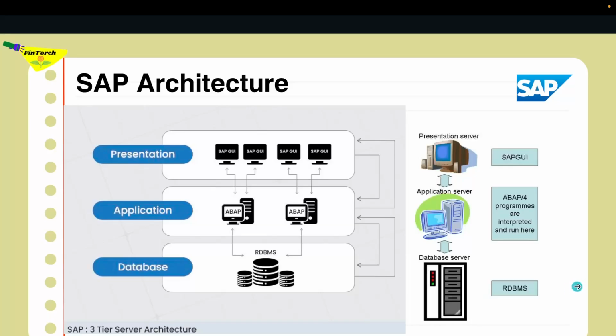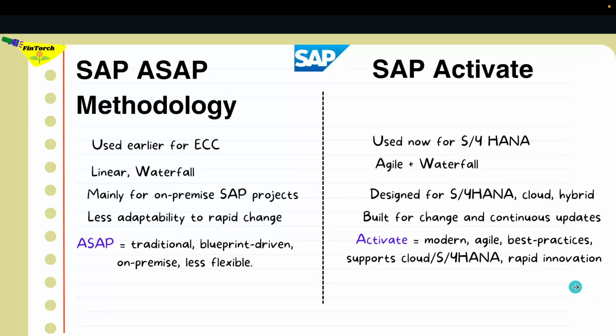Let's move on and understand the two different methodologies used in SAP. This SAP ASAP methodology is the older one. It is now almost obsolete. People are now moving to SAP Activate methodology. ASAP was used earlier for ECC, and SAP Activate is used now for S/4HANA. ASAP was a linear waterfall approach, and SAP Activate is currently agile plus waterfall, more iterative in nature.